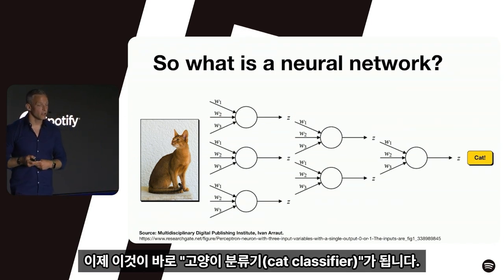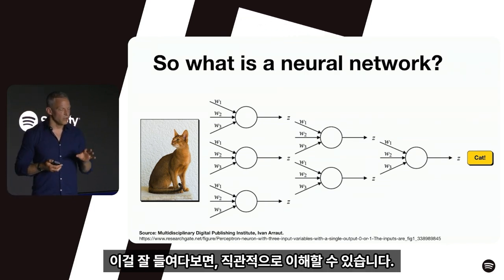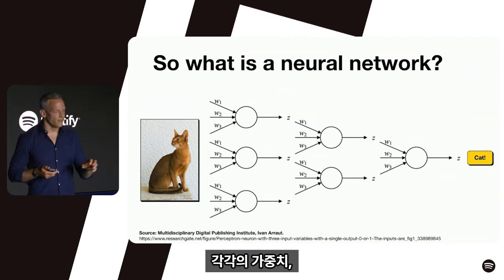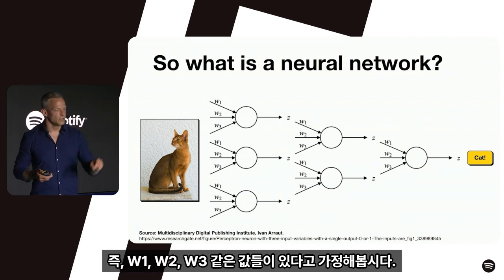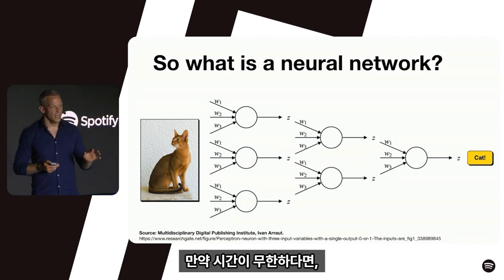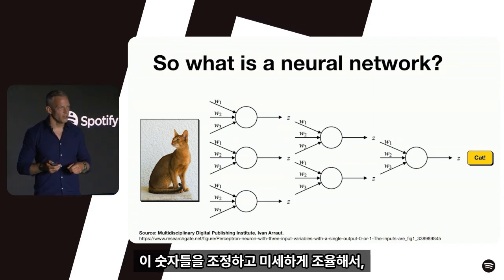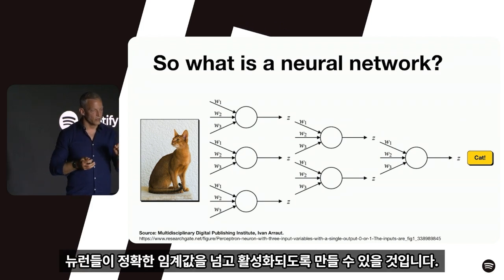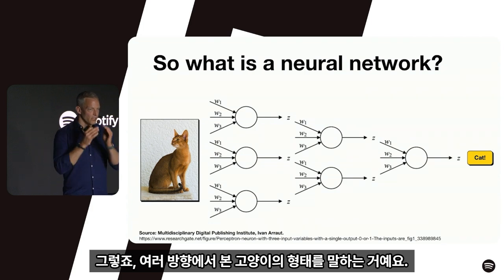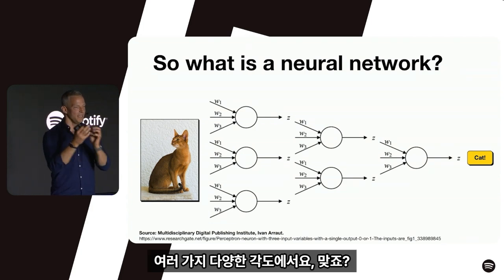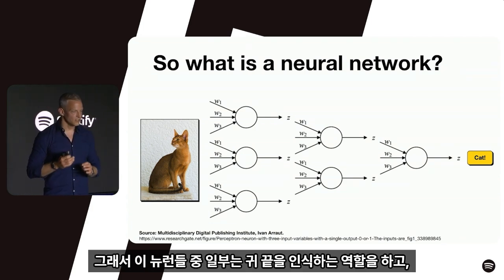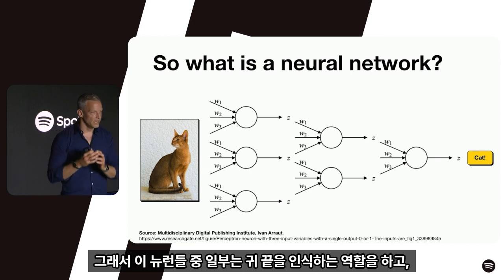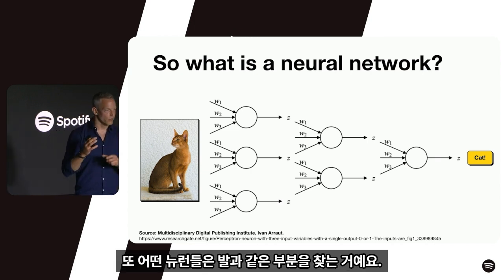And now you have what is called a cat classifier. So how does this work? Well, if you look at this, you can almost intuit that if you have all of these weights, the W1s and 2s and 3s, if you had infinite time, you could imagine sitting and tweaking all of those numbers so that these neurons happen to hit that threshold and spike exactly for the shape of a cat from many, many different directions, right? So some of these neurons are looking for tips of ears, some are looking for eyes and paws and so forth.